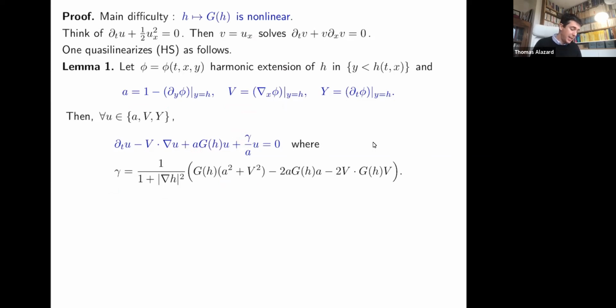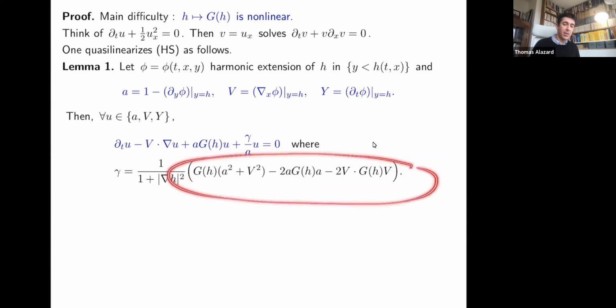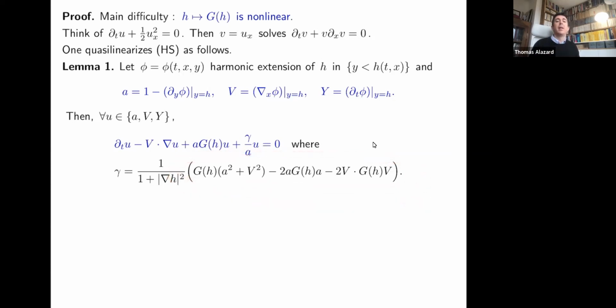The point is that if you replace GH by a derivative, then gamma is equal to 0. Of course, GH, the Dirichlet-Neumann operator, is not a derivative, it's a non-local operator, but still you have a kind of cancellation that says that this is not like an operator acting on the unknown. It's something more regular, and in particular, it suggests that we can see gamma as a true coefficient.